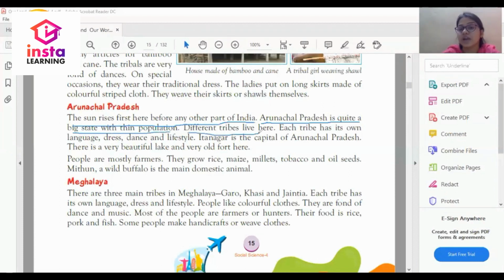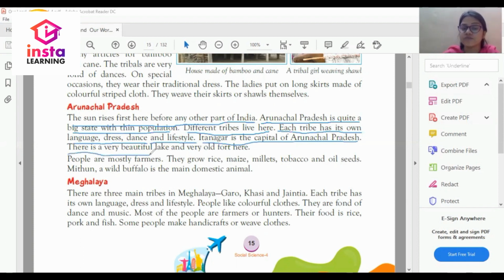Different tribes live here. Each tribe has its own language, dress, dance and lifestyle. Itanagar is the capital of Arunachal Pradesh. Dear student, this is a very important question which you should know. What is the capital of Arunachal Pradesh? The answer is Itanagar.